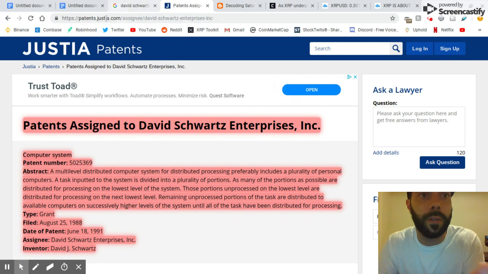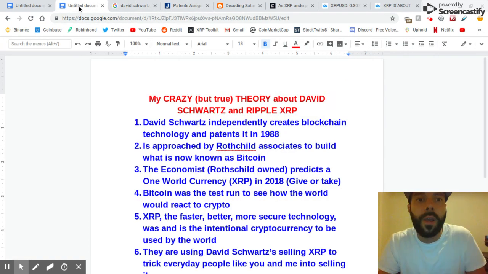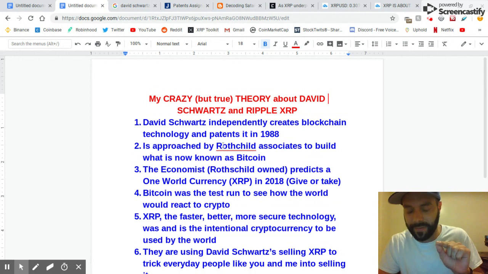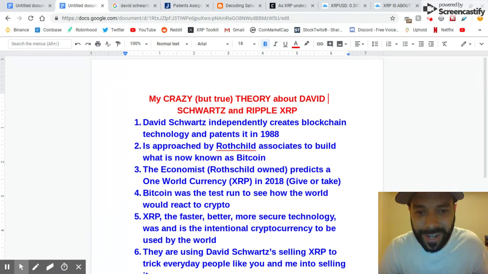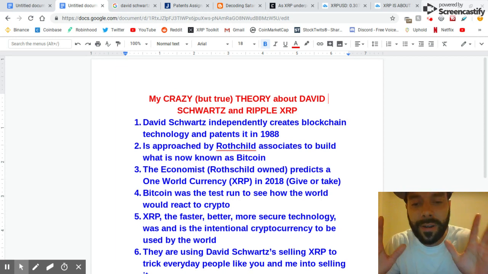Okay, so now the next step of my theory. He was approached by the Rothschilds, or one of their associates, the same year, to build what is now known as Bitcoin. What does that mean, you guys? That's why this is crazy, but could be true. What does that mean? Well, obviously, that would mean David Schwartz is Satoshi Nakamoto.